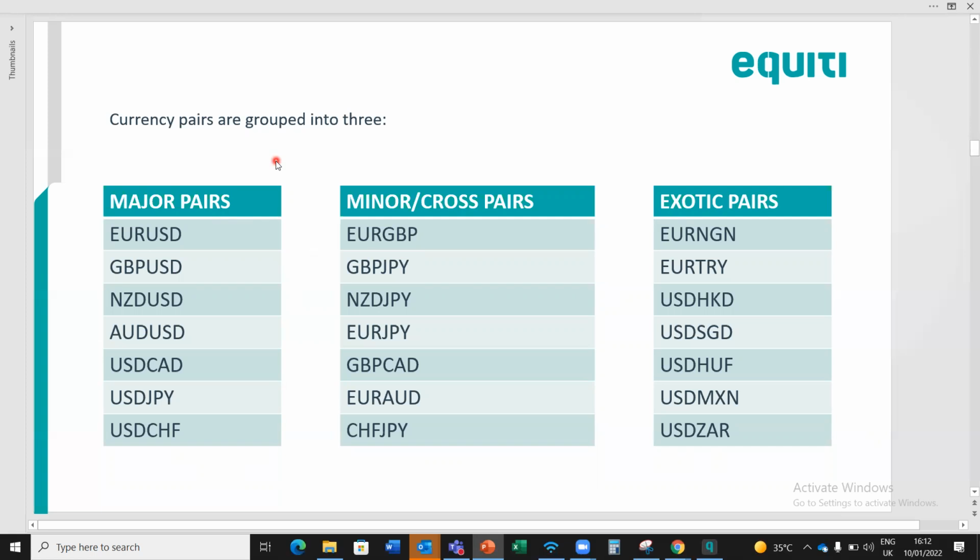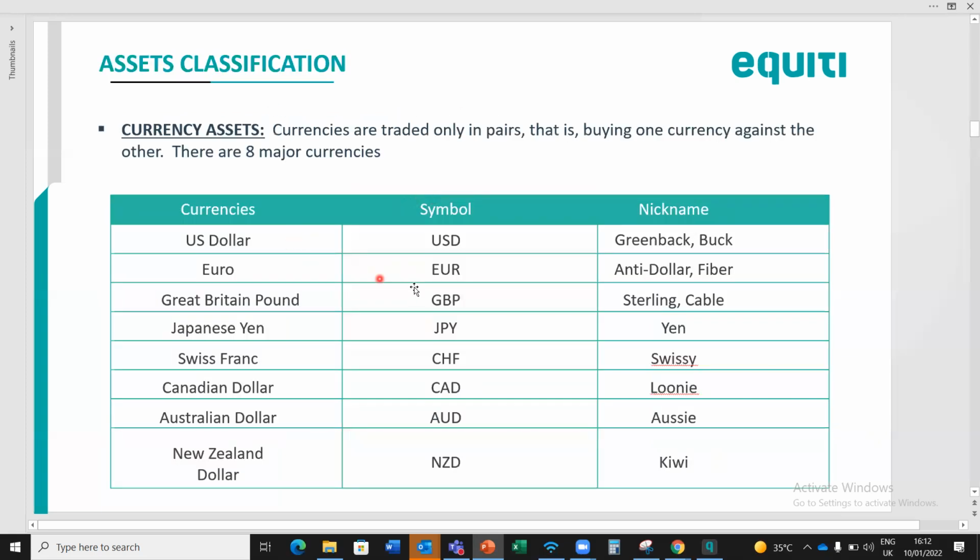The major pair is the major currencies being paired with the United States dollar. Now, I gave you eight major currencies, right? I gave you eight major currencies: one, two, three, four, five, six, seven, eight. Now, these eight major currencies, if they individually are being paired with the United States dollar, they form what we call the major currency pair.